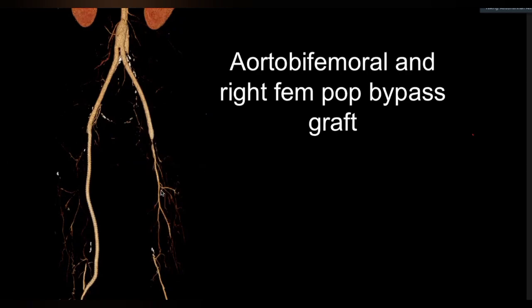And on the other side, the SFA isn't great, and actually the SFA is occluded on this side, and it is supplied through some collateral. So what you see here is the SFA. You see no SFA over here, but this is the profunda, and the profunda is giving collaterals to the SFA. But on this side, you have a bypass graft. Clear? So now you've seen an aortobifemoral bypass.